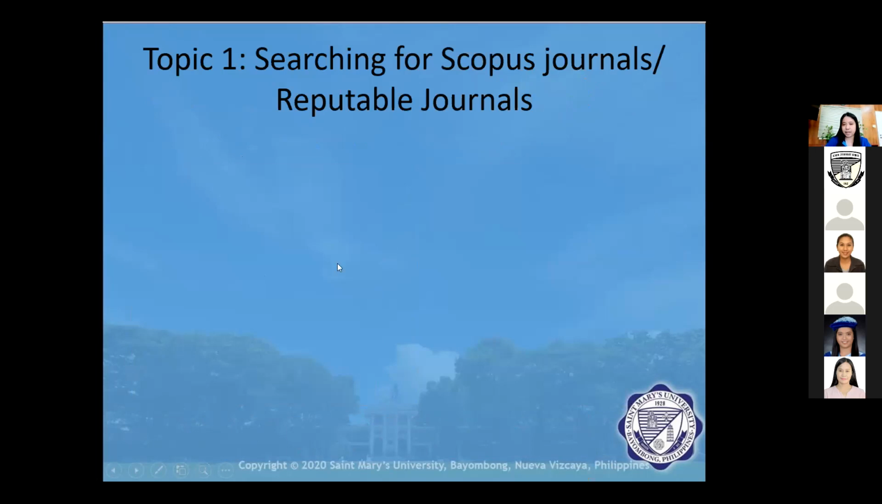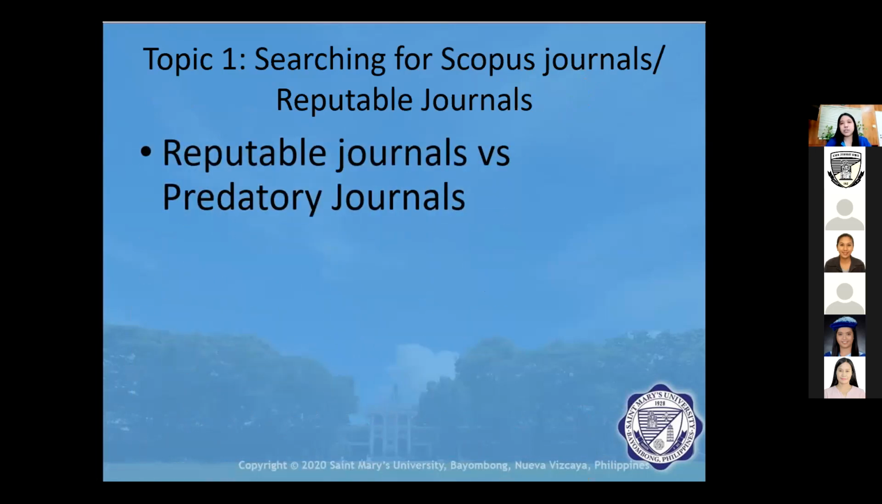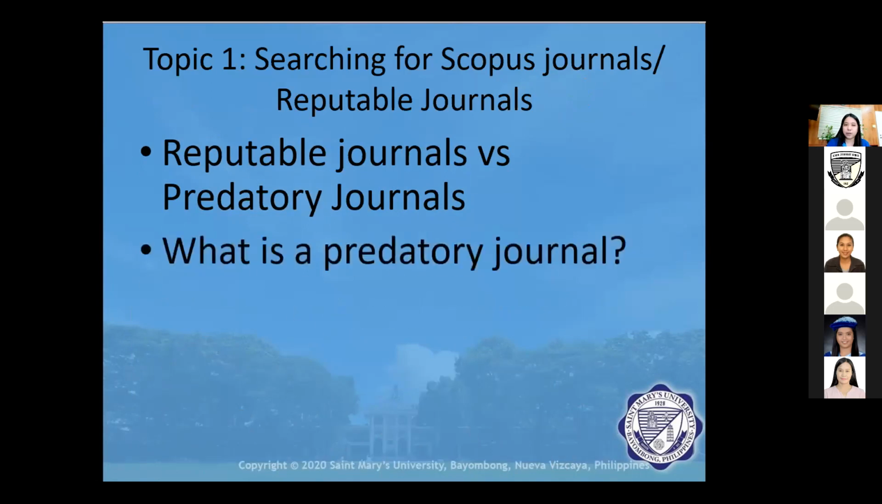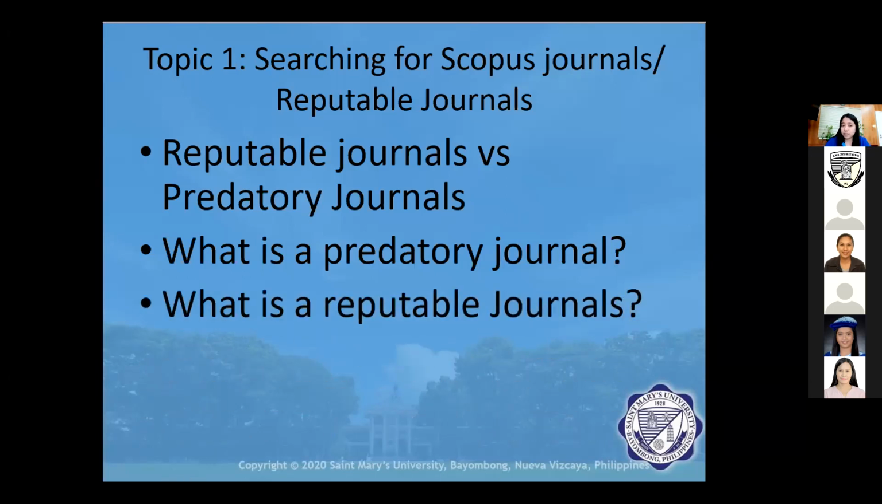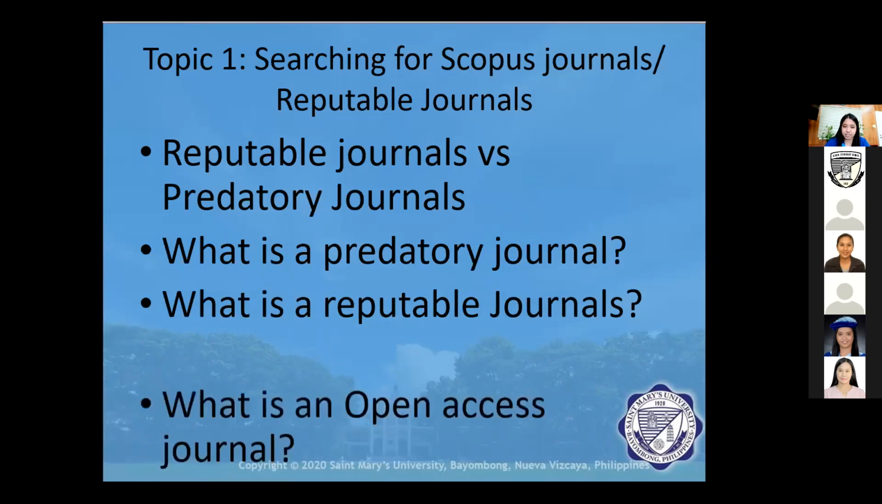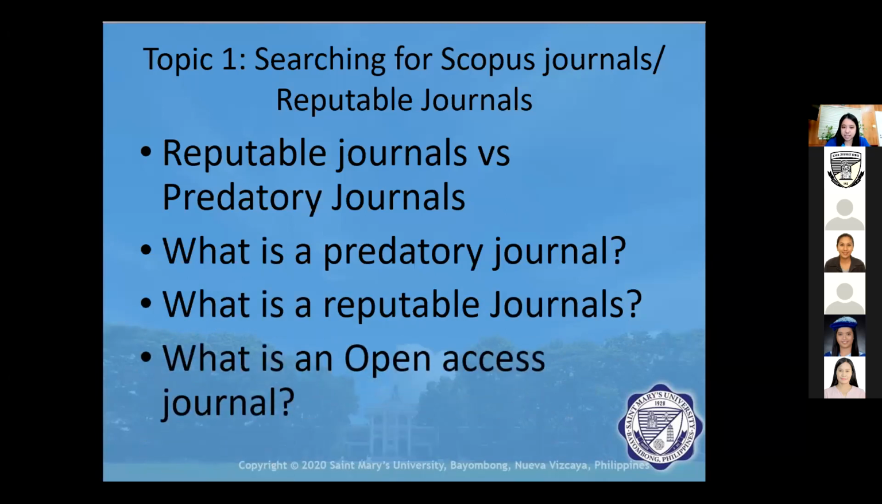Okay, let's check yes. So, in searching for Scopus journals or reputable journals, you cannot get away with what they call predatory journals. So the concerns here before we can search for Scopus journals or reputable journals in general is to answer first questions like: what is a predatory journal? What is a reputable journal? What is an open access journal?